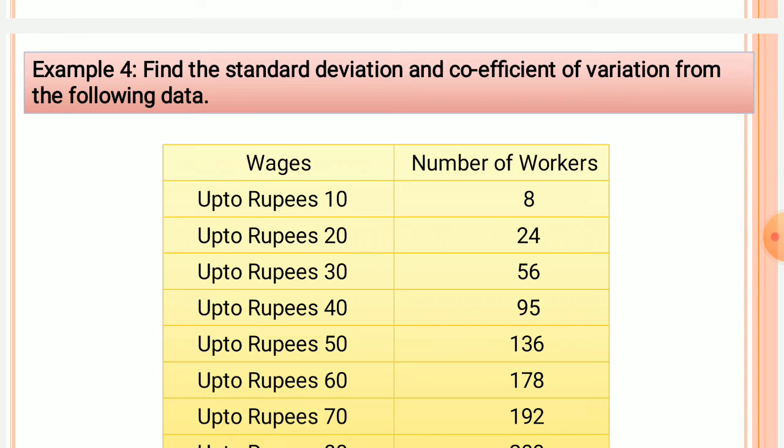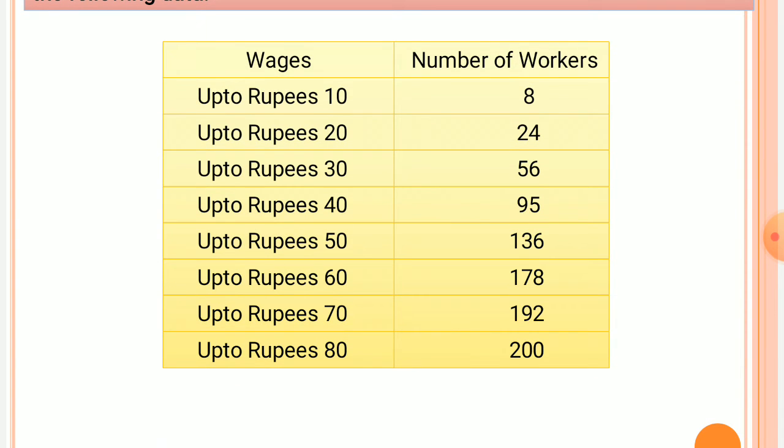Now take another problem to understand clearly the calculation of standard deviation and its coefficient of variation under continuous series and less than cumulative frequency. Now wages are given: up to rupees 10, up to rupees 20, up to rupees 30, up to rupees 40 and up to rupees 50, like that. And the number of workers is given: 8, 24, 56, 95, 136, 178, so like that.